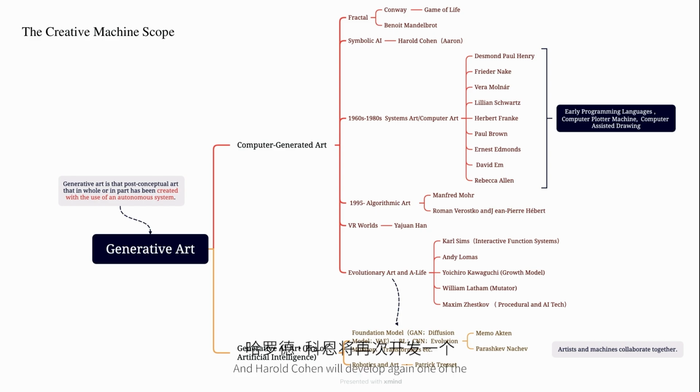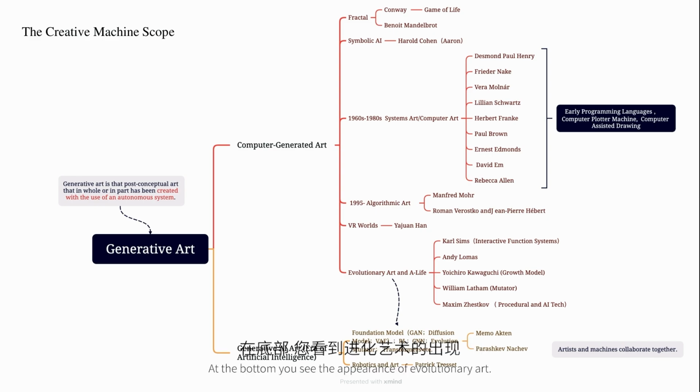And Harold Cohen will develop, again, one of the most sophisticated systems from the 1970s and on, based on that idea. Many other artists engage with software ideas and algorithms, and you have some names in the middle here. We'll encounter them again later in the presentation.